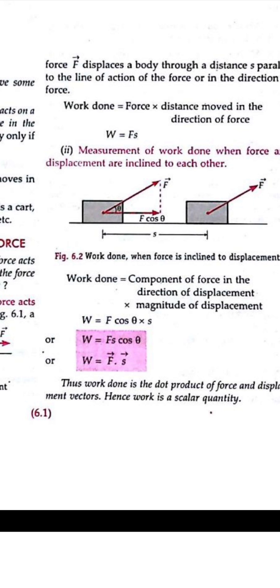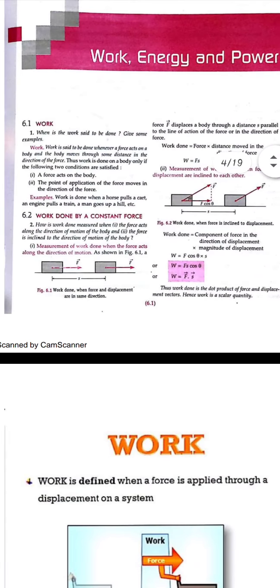So the work done will depend only on the horizontal component of the force, that is F cos theta, and the product of this force and displacement is the work done. So F cos theta into S, that is displacement, is the work done. So work done can be defined as force into displacement or as F S cos theta. So cos theta is for the dot product, and work done can be defined as the dot product of the force and the displacement.